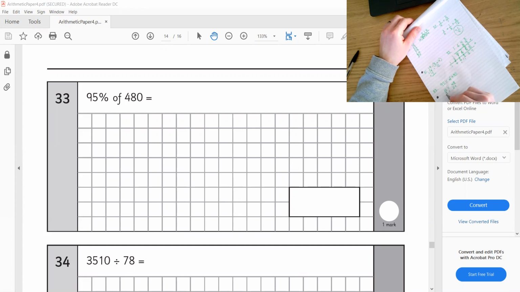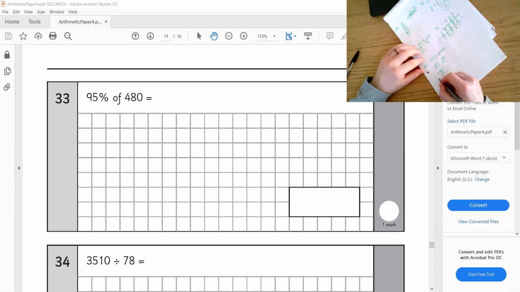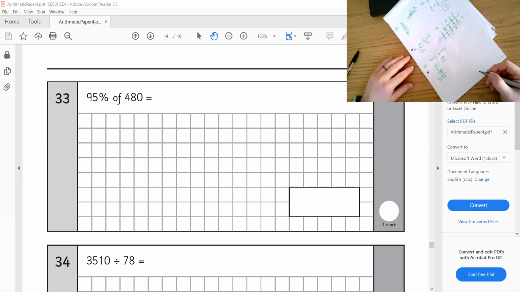So now if I take 5% away from 480, I've then got 95%. So 480 is a 100% number. I'm taking away the 5%, I'm taking away the 24, and then I should end up with 456. And that should then give me 95% of it.